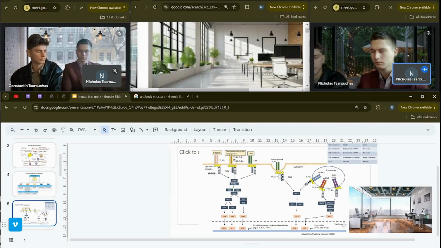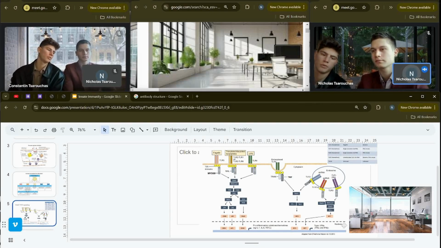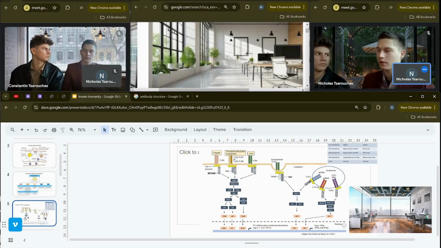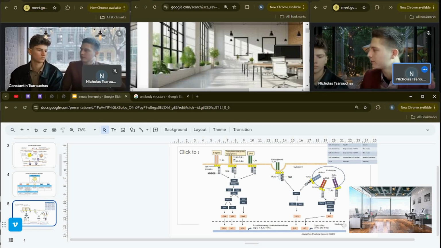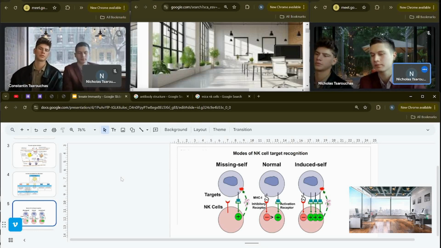Mm-hmm. And there are three main mechanisms as well by which natural killer cells act. You could say in a way that this means that they're not specific, they're more generalized over these three ways. So what are these three mechanisms? Am I going to kick it back to you to tell me what they are? Okay, so what are these three mechanisms?